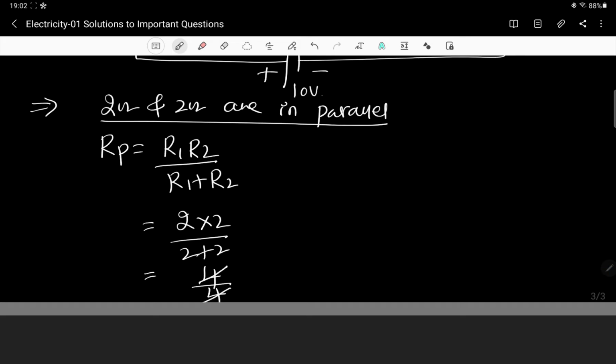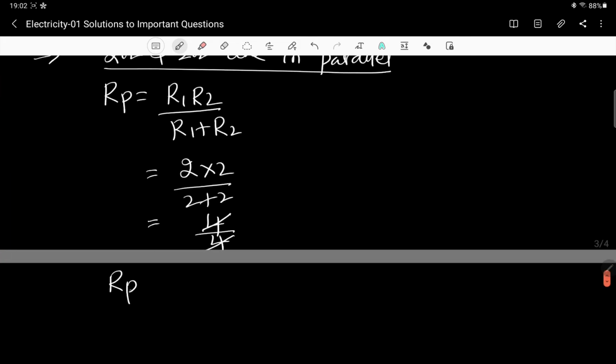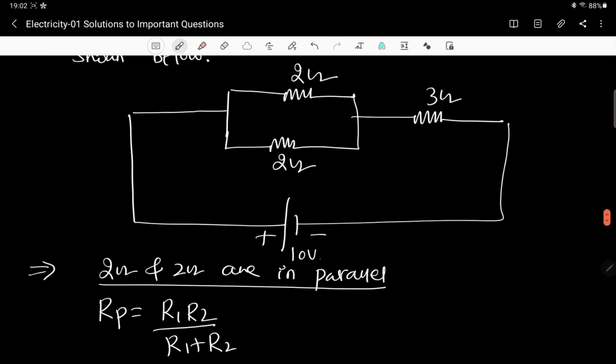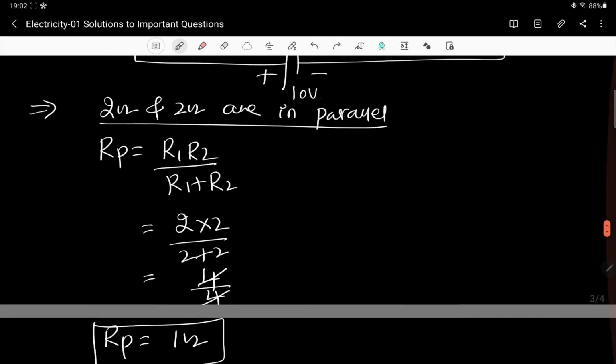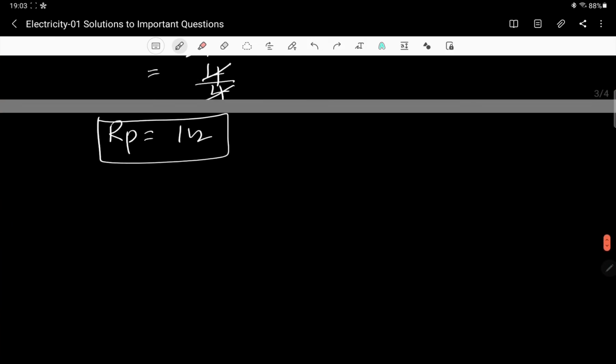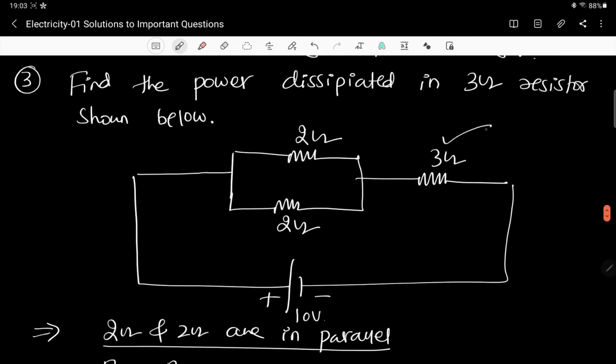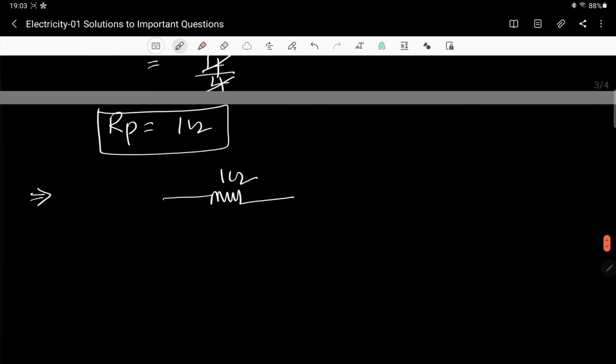4 by 4 means they get cancelled, and the value of Rp is going to be 1 ohm. Correct? So instead of these 2 ohm and 2 ohm, I can use only 1 ohm. Then I will have this reduced circuit. How does that reduced circuit look? It has 1 ohm instead of those 2 ohm and 2 ohm, and another 3 ohm.